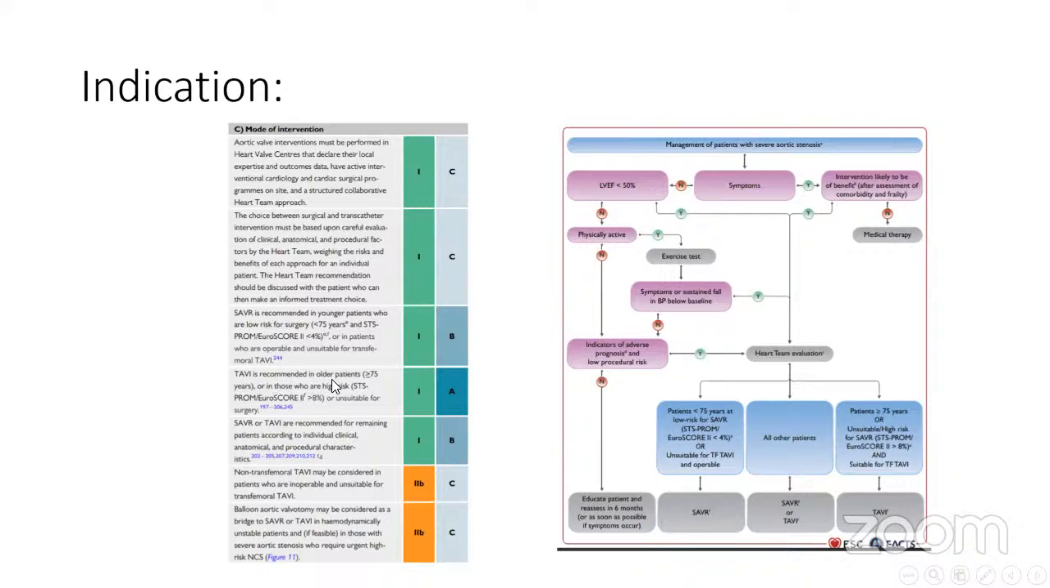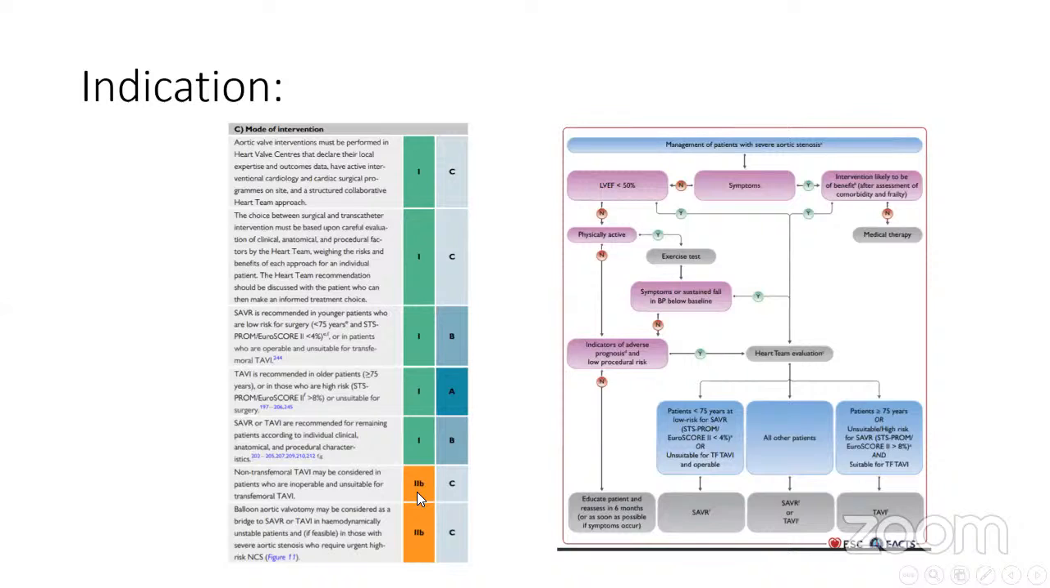TAVI is recommended in older patients, equal or more than 75 years, those who have high risk with EuroSCORE more than 8, or unsuitable for surgery. This is class 1 recommendation with level of evidence A. SAVR or TAVI are recommended for remaining patients according to individual clinical, anatomical, and procedural characteristics. This is class 1. And non-transfemoral TAVI may be considered in patients who are inoperable.